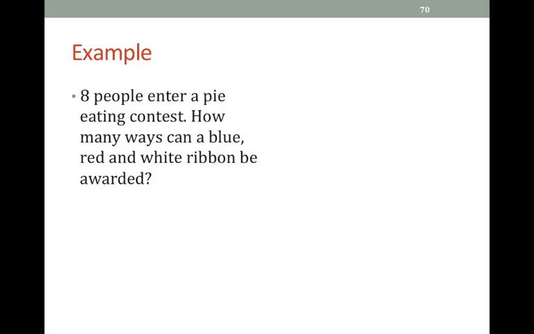So here's an example. We have 8 people enter a pie contest. How many ways can a blue, red, and white ribbon be awarded? Now, I'm just going to tell you that n is equal to 8, and this other little number is equal to 3, but you don't know what that means yet, but it'll come clear in a little while. Okay, so if we want to solve this problem of 8 people entering a pie contest, how many ways can a blue and red and white ribbon be awarded?